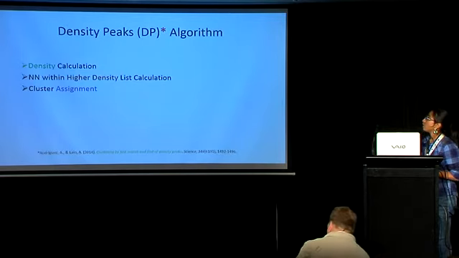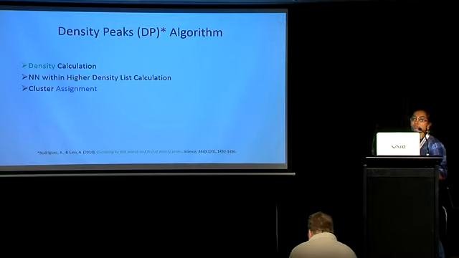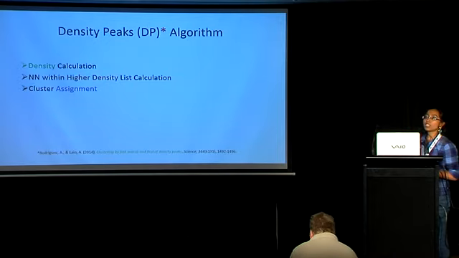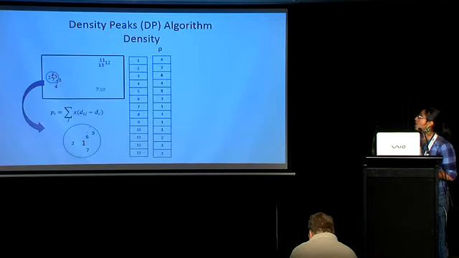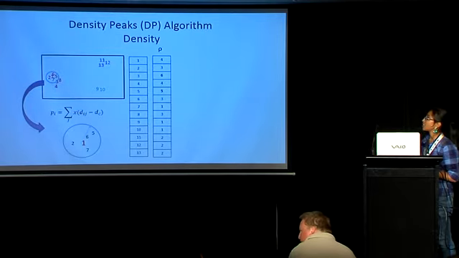Okay, so I'll be giving a very brief overview of the density peaks algorithm. It works in 3 steps. First is the density calculation. Next is the nearest neighbor distance calculation from the high density list. And the final step is cluster assignment. Okay, suppose we are going through the density peaks algorithm. The first step is the density computation.